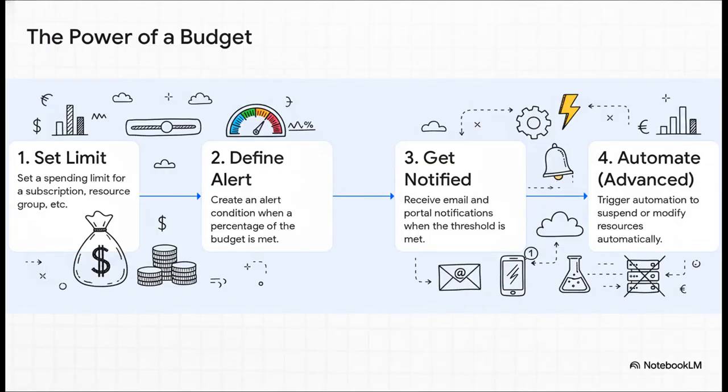So what does setting up a budget actually look like? It's a super simple 4-step flow. First, you set a limit, let's say $1,000. Then you decide on a threshold, like 80%, so you get a warning when you hit $800. Third, when you hit that threshold, you get an email. Simple enough. But number 4 is where it gets really cool. You can actually trigger automation, like automatically shutting down a test environment, to make sure you never go over budget.